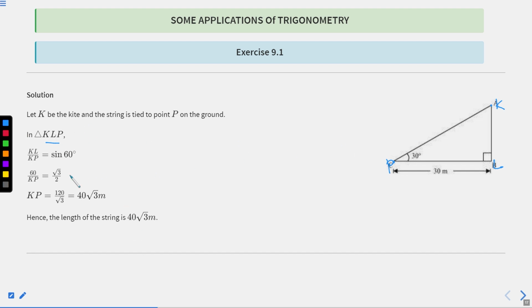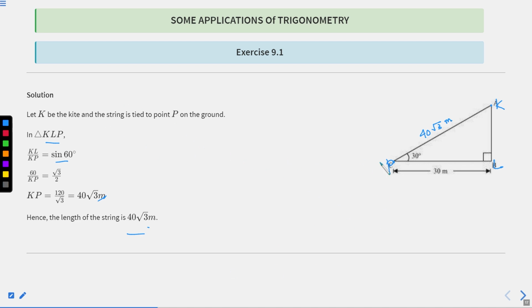Okay, so from this triangle KLP, KL by KP is equal to sine 60 degrees. Okay, so here we are given KL is equal to 60 meters. So this implies 60 by KP is equal to root 3 by 2, and it implies KP is equal to 120 by root 3. Okay, so KP is equal to 120 by root 3, that is equal to 40 times root 3 meters. Okay, so hence the length of the string is 40 times root 3 meters. So the length of this string is actually equal to 40 times root 3 meters.